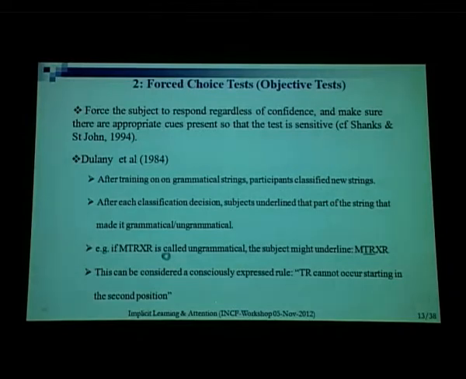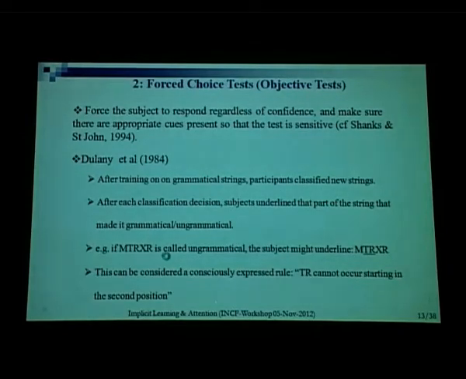Meaning that whatever knowledge they are expressing is not reliable enough for the yoked subjects to classify test strings, but their performance itself is superior. So they are using knowledge that they do not have access to in some sense. This is one way to test. This is the free report version of elicitation of the knowledge.